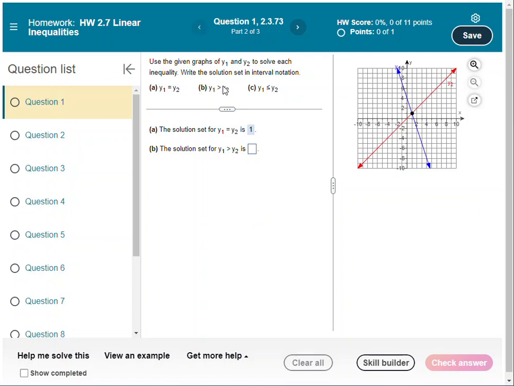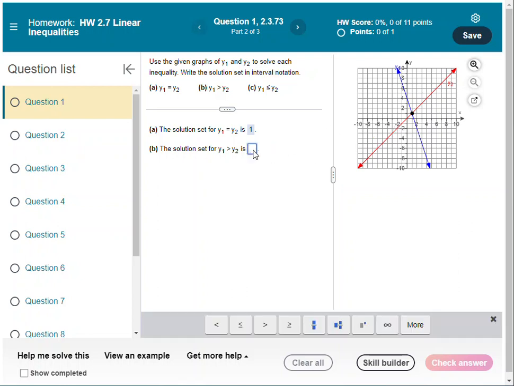Next, I'm looking to find out when y1, which is my blue line, is above or greater than y2. So it is above on the left over here. So it's for all values that are less than 1. We're going to write that solution set in interval notation. So in interval notation, my interval is going to go from negative infinity, comma, up to 1. We're not going to include 1 because there's no equal bar, so we're going to use a parenthesis there.